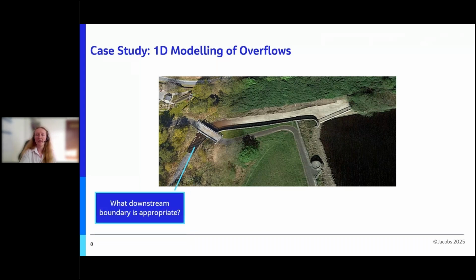There are a number of things going on here, meaning we cannot assume that a freely discharging weir equation is appropriate. Once the chute goes under the bridge, it suddenly goes very steep down some steps. We can't effectively model this steep step section in 1D, and so we need to stop the model extent here and apply a boundary assumption. But what downstream boundary is appropriate?